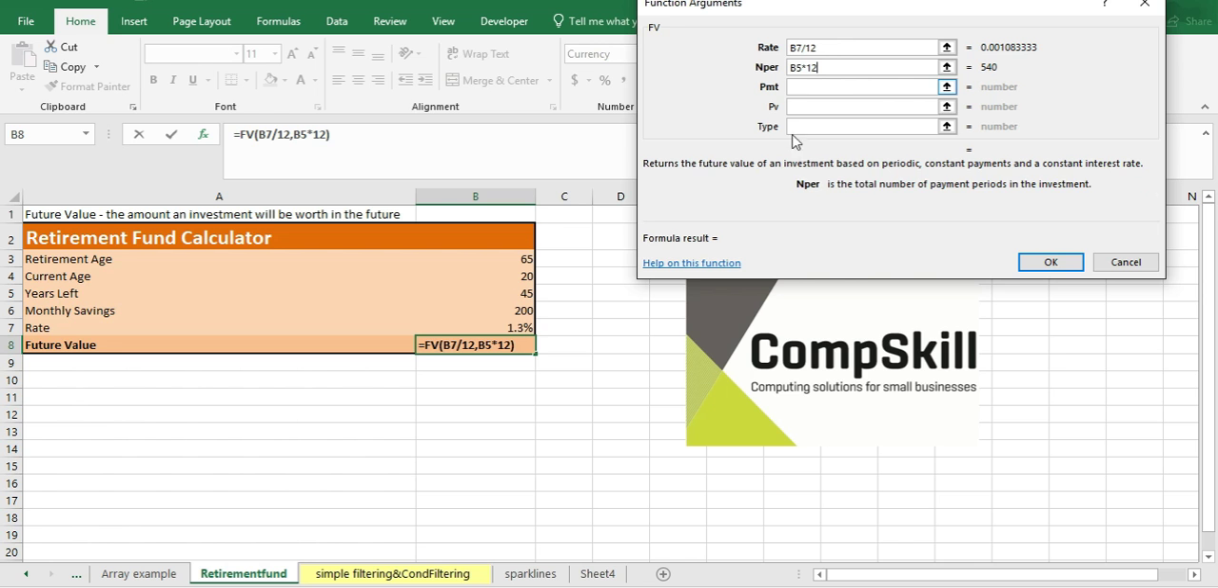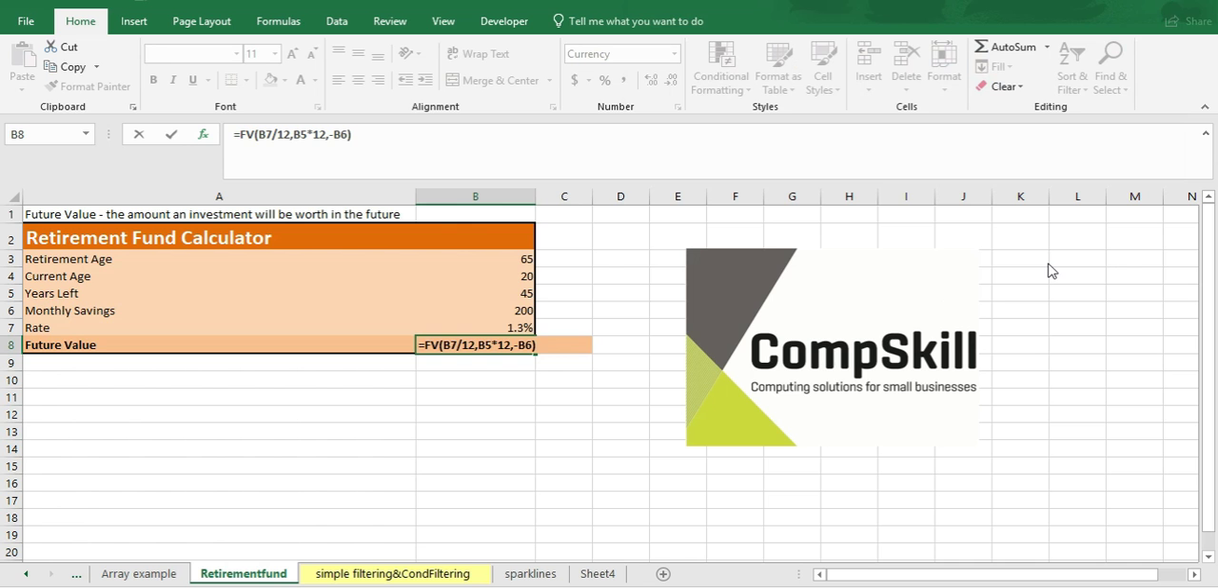Our payment is the amount that we're going to put away. So that's our $200. And we're actually just going to put a minus in front of that. That's just so I can get a positive number out, because all these accounting functions work on actual values and they give you a negative number.